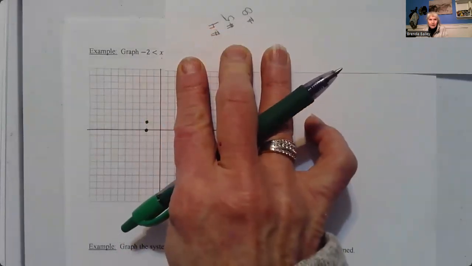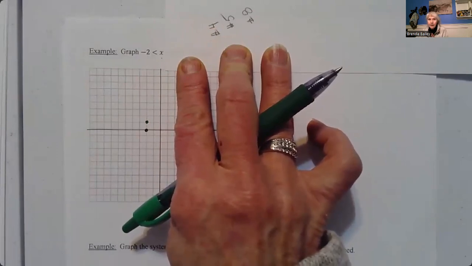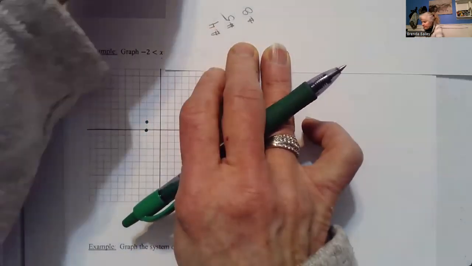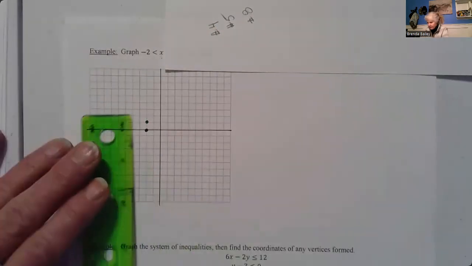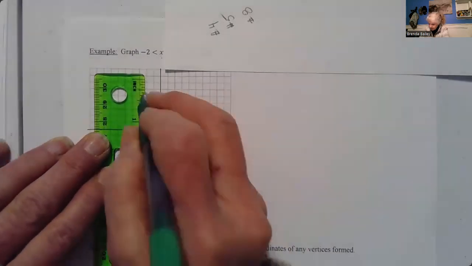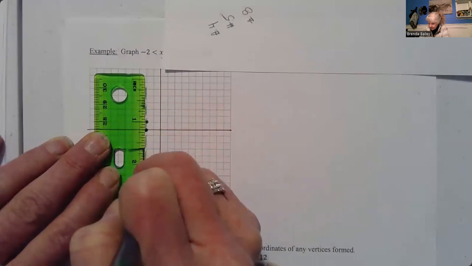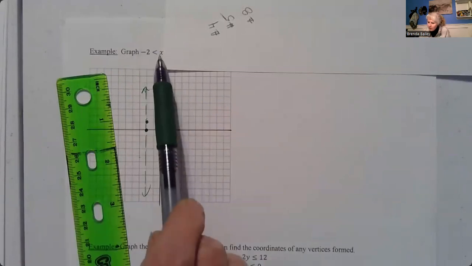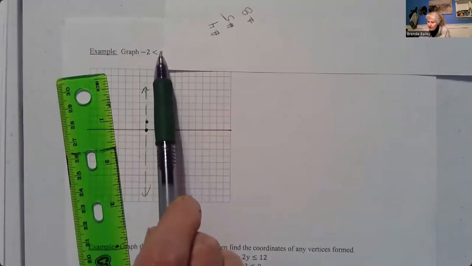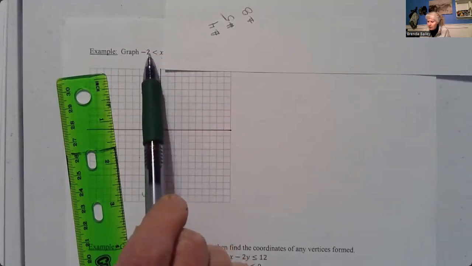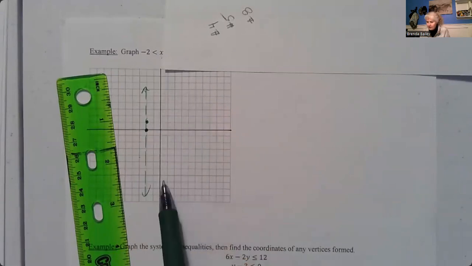x is greater than negative 2. We know it's vertical. We're missing the y. We know it's a vertical line through negative 2. And we also know it's going to be a dashed line. So dash the line here. So the solution is not found on the line. This one right here, we want x's bigger, because we usually have the x on the left. But here we want x's that are bigger than negative 2. So we know it'll be over here in this region.